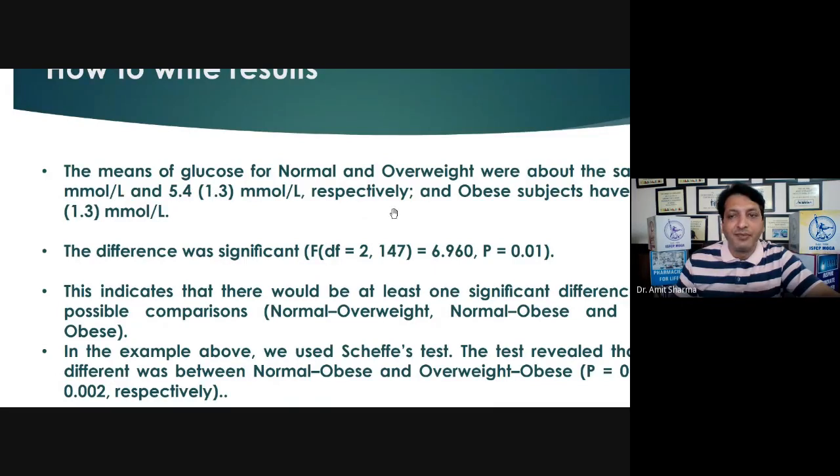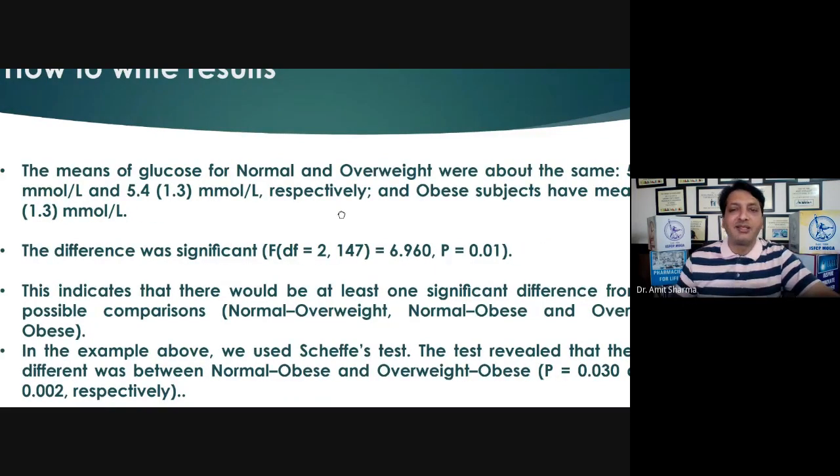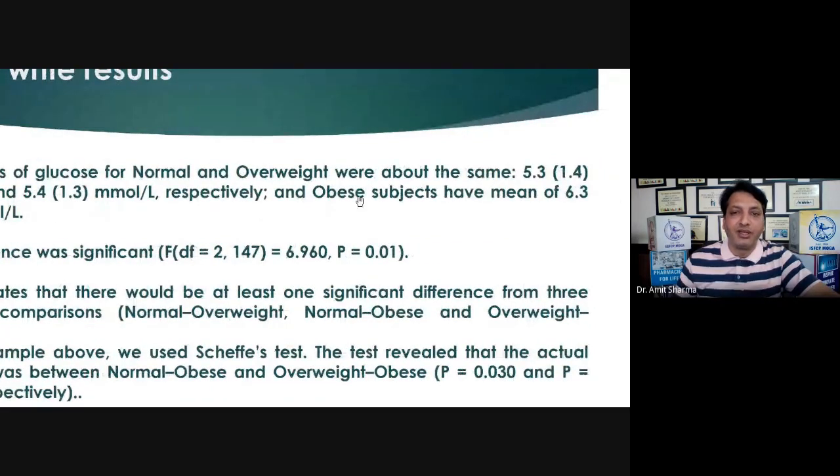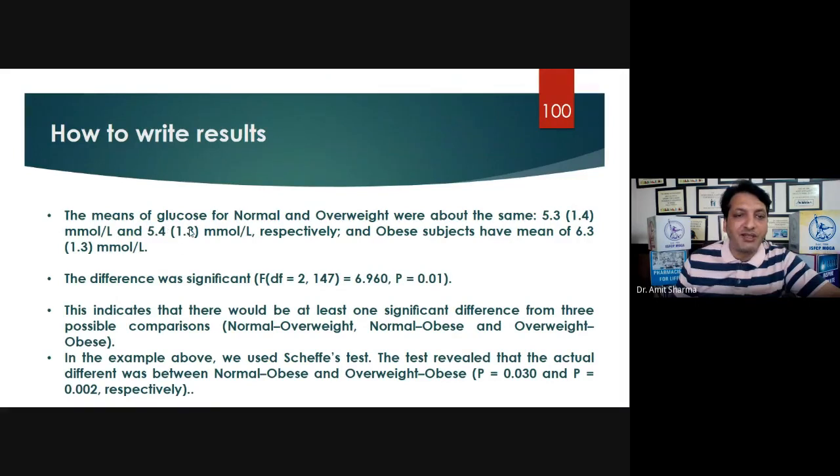the values. Clear? And in the last you can write for the third group, the obese subjects, who have a mean this much. The group with the minimum mean you can write first, the one with the middle value you can write second, and the group with the highest mean you can write in the last. Clear? So the mean will be written outside and the standard deviation will be written in the bracket.